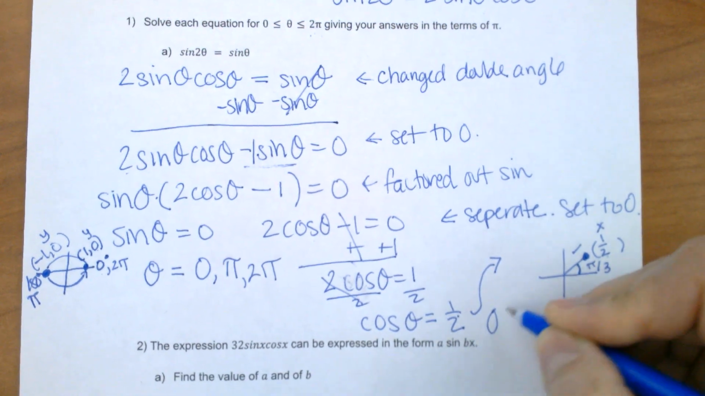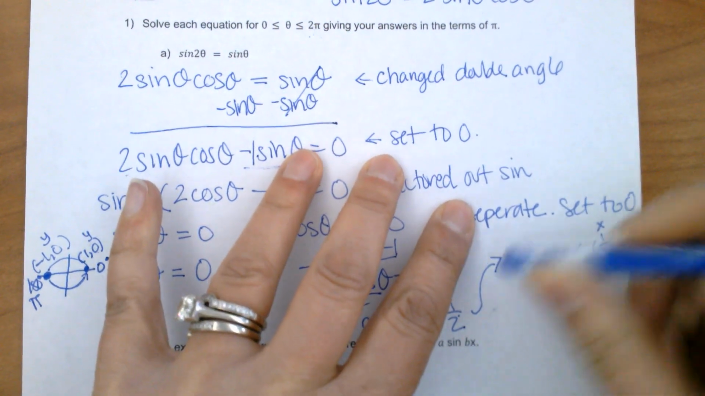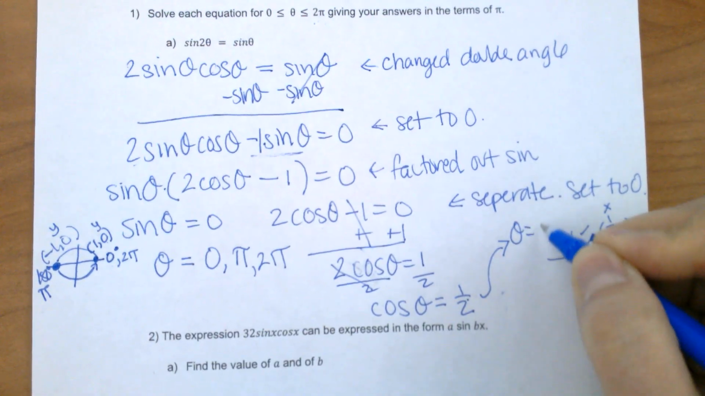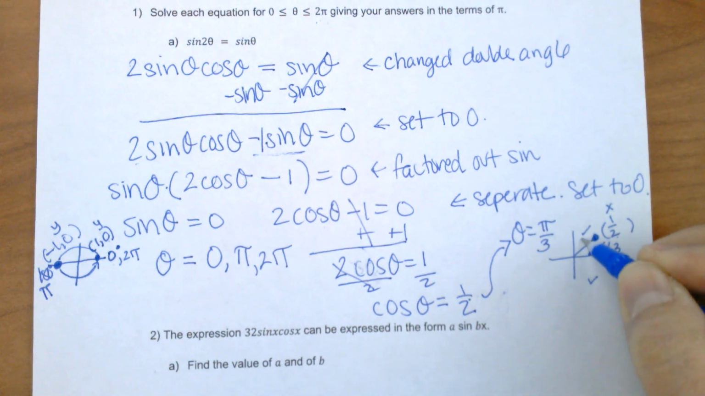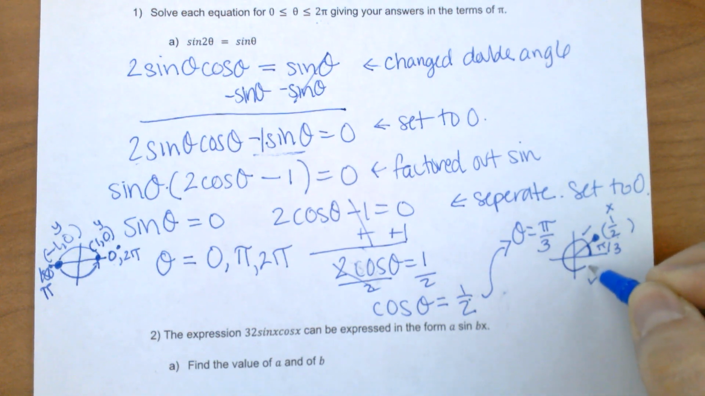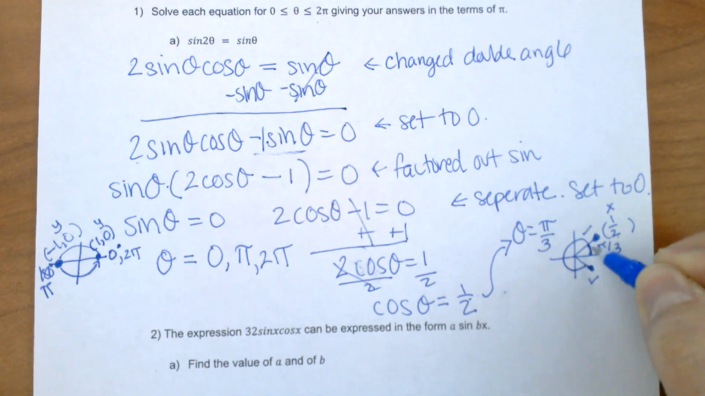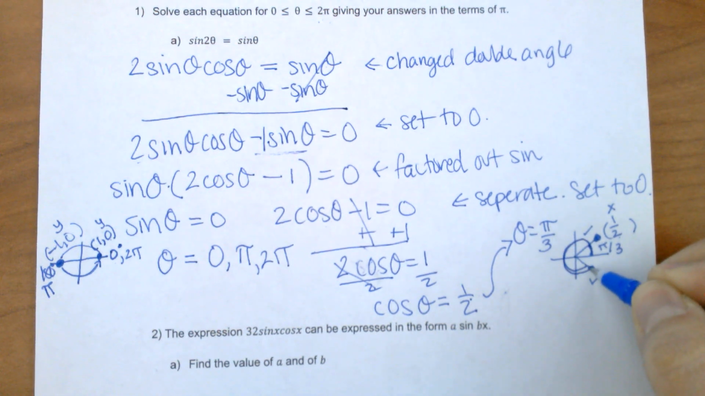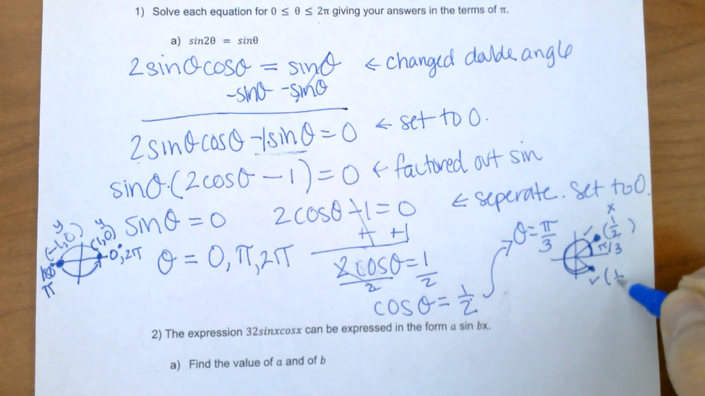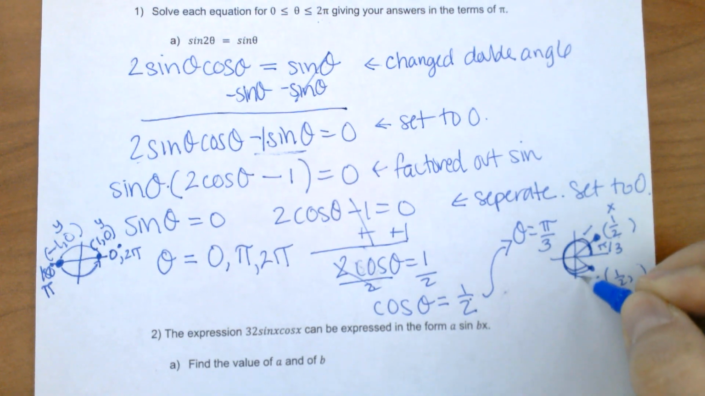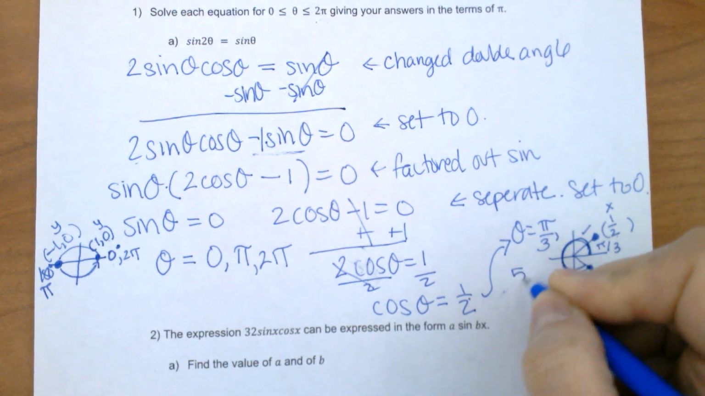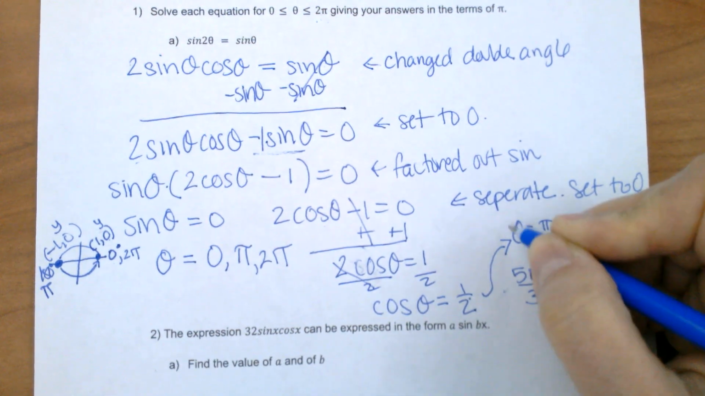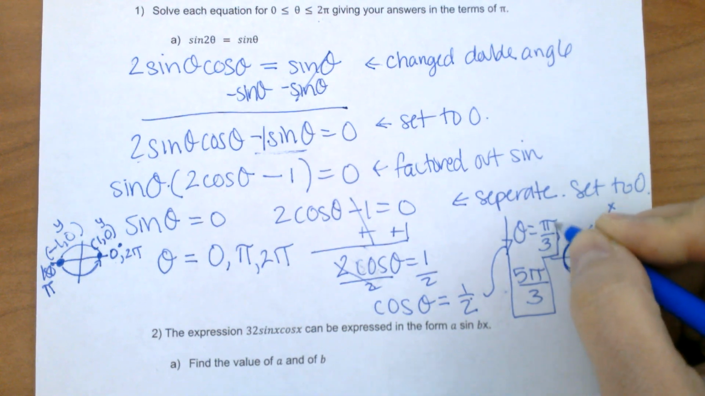So theta equals pi over 3. Now I need to keep going, right? I need to go over here and look for this larger angle where x is going to be 1/2. If you look on your unit circle, you're right, it's also going to be at 5 pi over 3. So I have a lot of answers here.